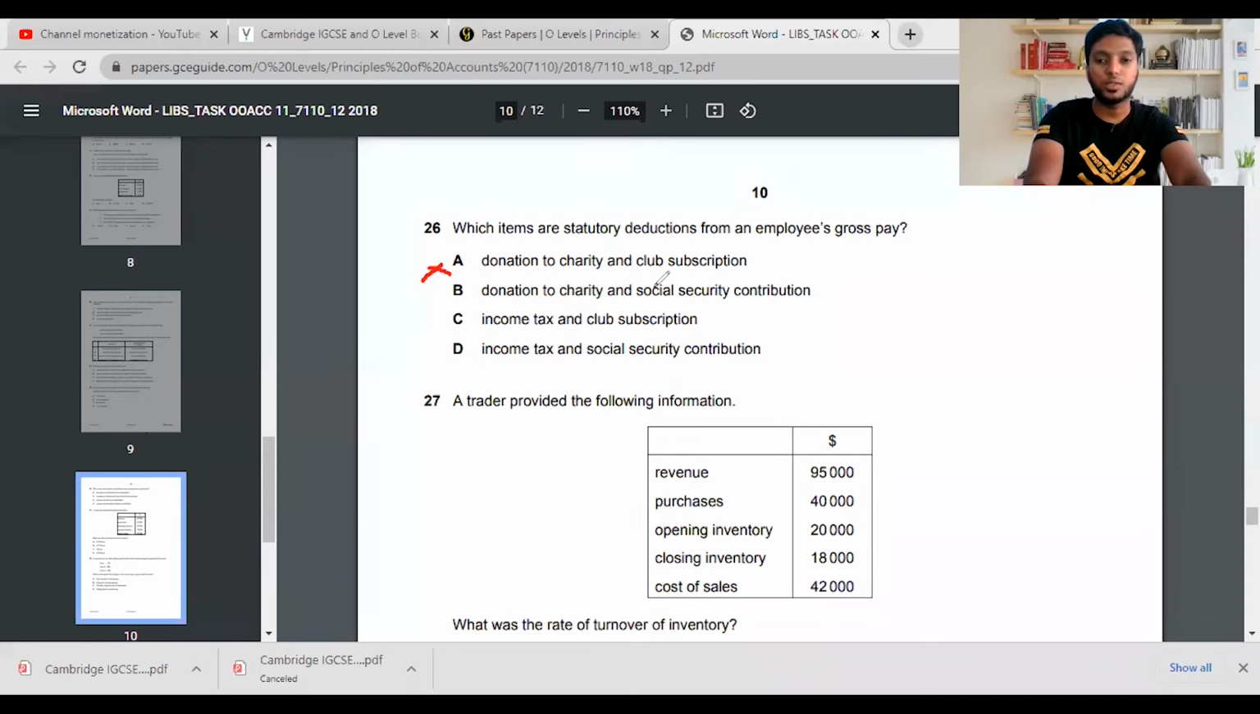Then B, social security contribution is a government tax, but donation to charity is your own personal thing, so I will exclude this. Income tax is a government thing, but club subscription is not, it's a personal payment. And then the final answer is D. That's the correct answer, because you pay income tax on the earnings you have made. And whenever you are making social security payments, you need to consider it as a gross pay deduction from the statutory. Then we move on to the 27th MCQ.